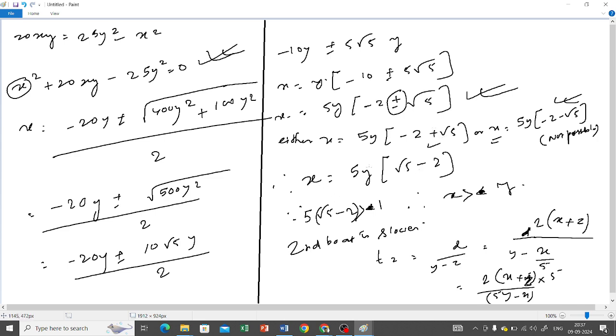So x equals 5 by within bracket root 5 minus 2. Now see, 5 into root 5 minus 2. So what I am getting? I am getting x equals 5 into root 5 minus 2 into y, right? Now 5 into root 5 minus 2, this particular value is actually greater than 1. That means x is greater than y. Did you understand this part? Tell me. How I am deciding that x is greater than y? Tell me, have you understood this part?